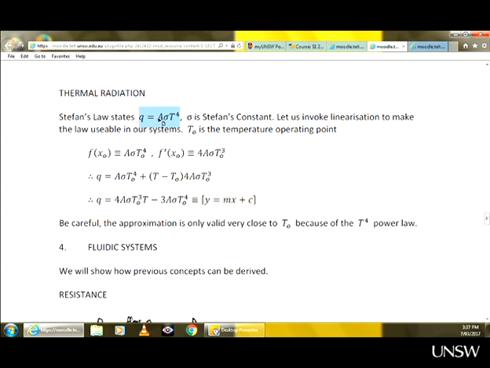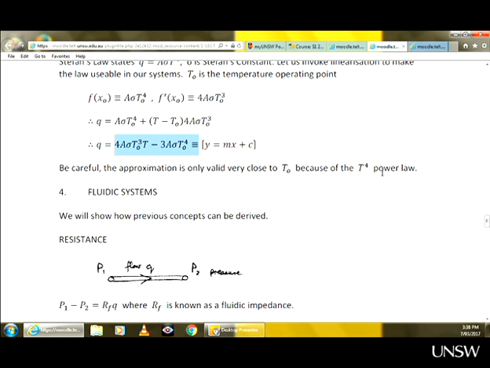Remember the linearization expression. So Q will be equal to the value of the function at the operating point, that means A sigma T naught to the power of 4, plus T minus T naught times the value of the derivative at the operating point. So we need to find the derivative of this, which will be 4A sigma T cubed at the operating point, therefore the subscript here. Okay, so here is the linear expression for the rate of heat due to radiation.